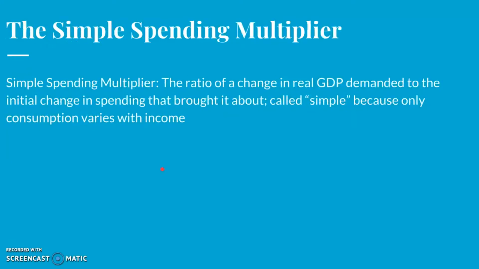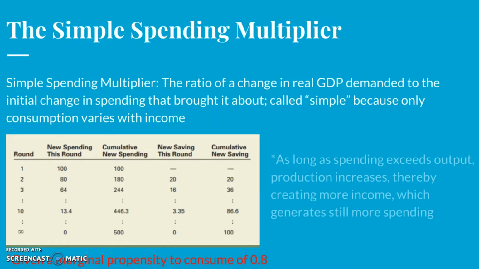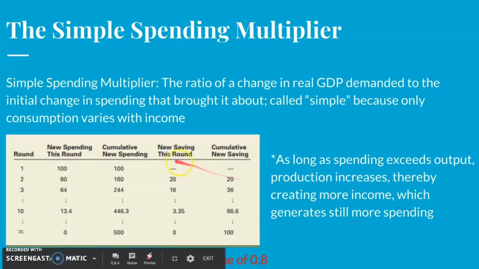So let's move on to the simple spending multiplier. It is the ratio of the change in real GDP demanded to the initial change in spending that brought it about. It's called simple because only consumption varies with income. As long as spending exceeds output, production increases, thereby creating more income, which generates still more spending. The marginal propensity to consume is 0.8, and this chart summarizes the multiplier process.